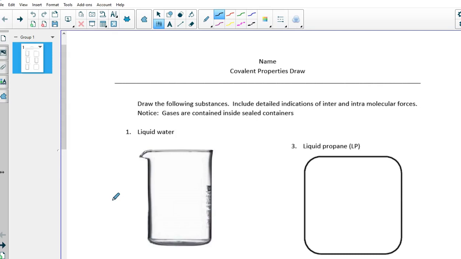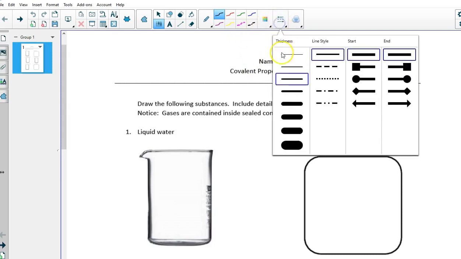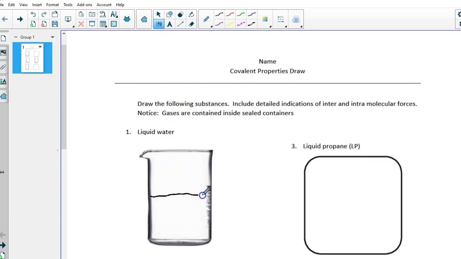Alright, let's do this. So we have liquid water. Liquid water is something that we've drawn quite a bit. So we just draw it as a liquid, and we just do H2O and another H2O like this, and we'd want to make sure we indicate that this is going to be a hydrogen bonding right here.